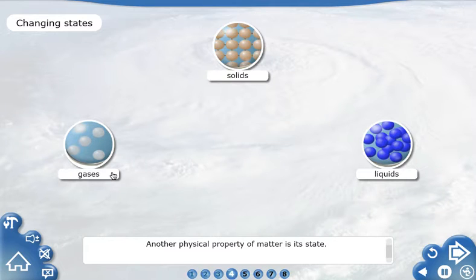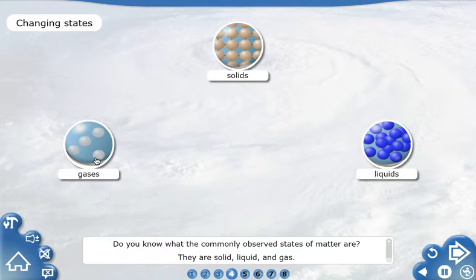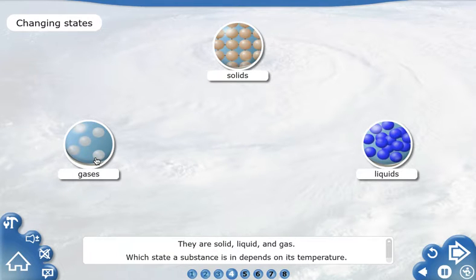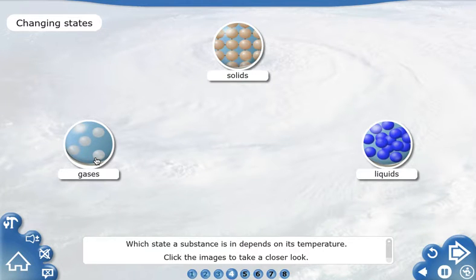Another physical property of matter is its state. Do you know what the commonly observed states of matter are? They are solid, liquid, and gas. Which state a substance is in depends on its temperature. Click the images to take a closer look.